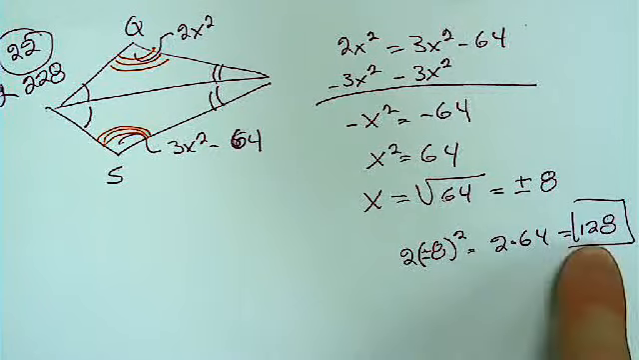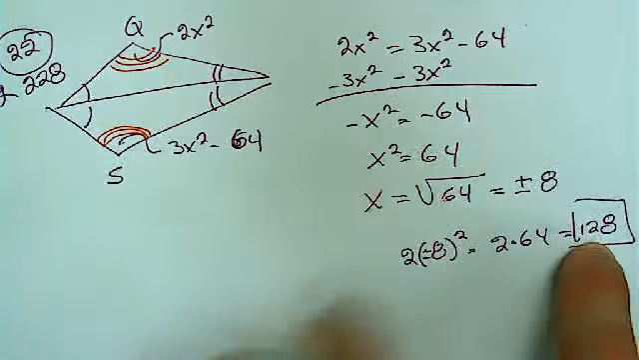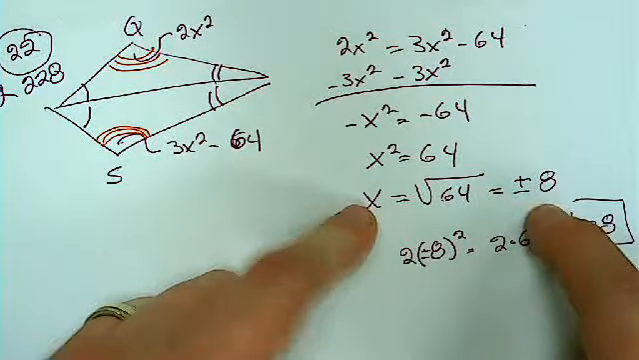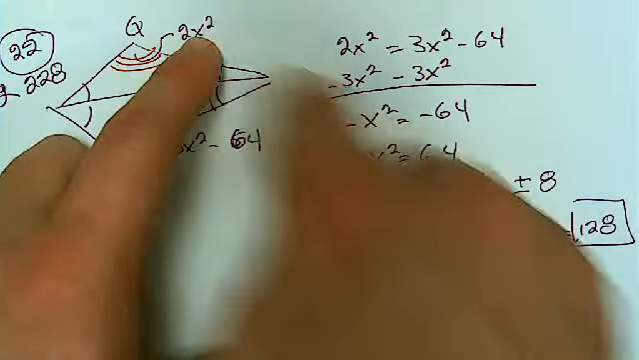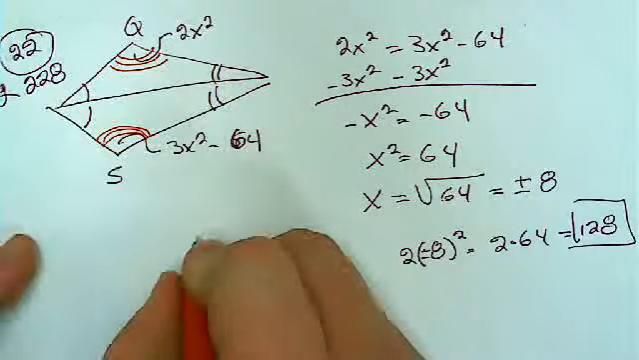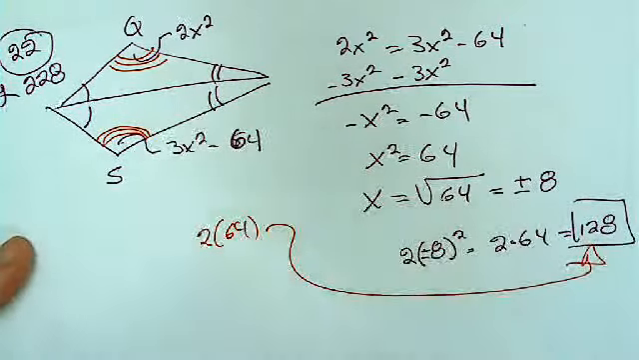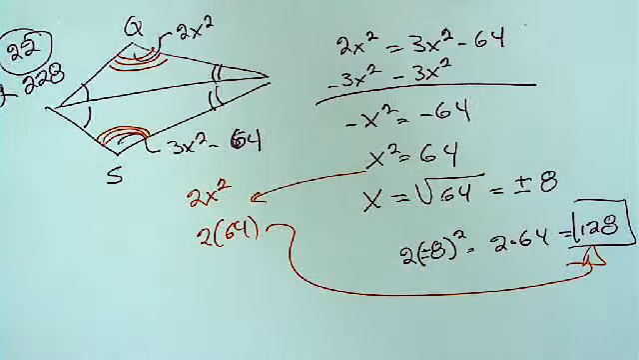You get 128. Absolutely. You can do that. I don't like to do that because I'm kind of particular. I like to get x equals something. But yeah, if you just get down to x squared equals 64, you can just substitute the 64 right in there. So you're doing 2 times 64, which still gets you 128. Still works.